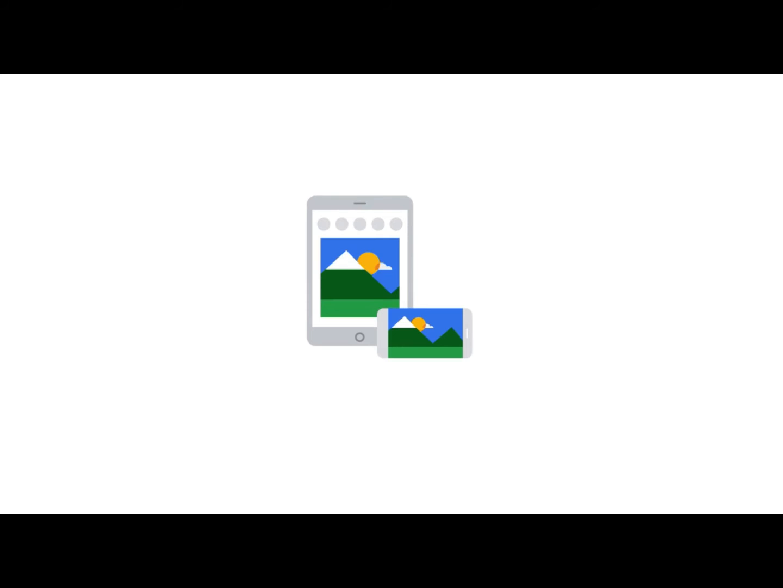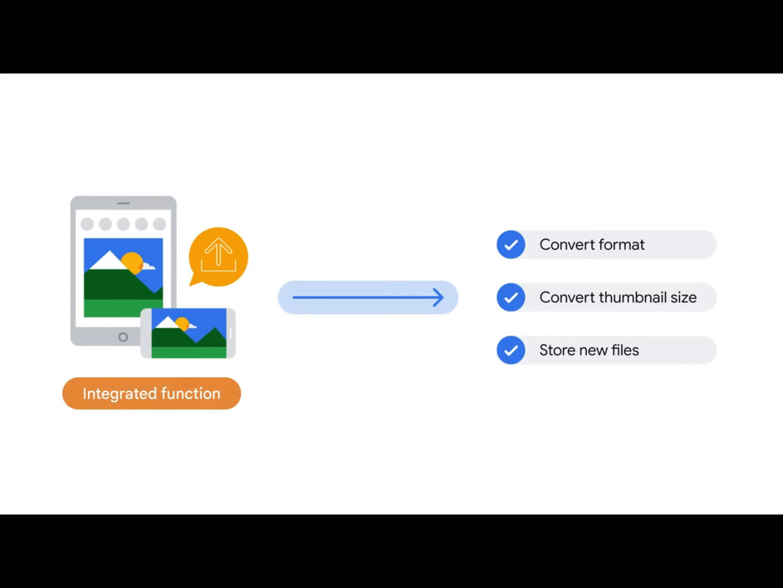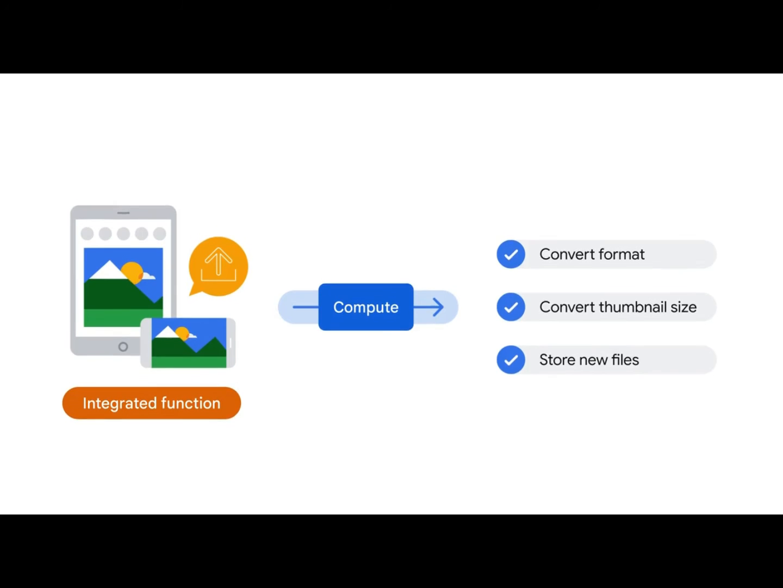Many applications contain event-driven parts. For example, maybe you have an application that lets users upload images. When that event takes place, the image might need to be processed in a few different ways, like converting the image to a standard format, converting a thumbnail into different sizes, and storing each new file in a repository. You could integrate this function into your application, but then you'd have to provide compute resources for it, whether it happens once a millisecond or once a day.